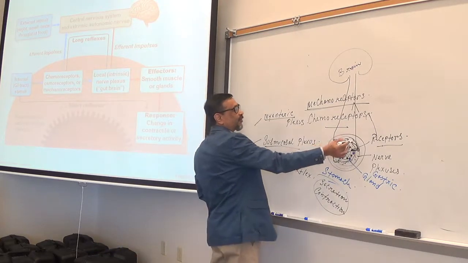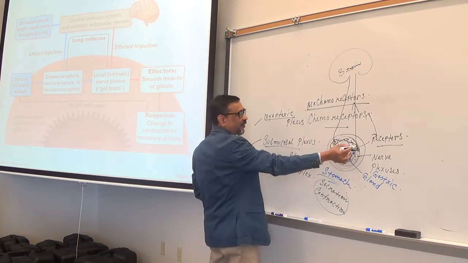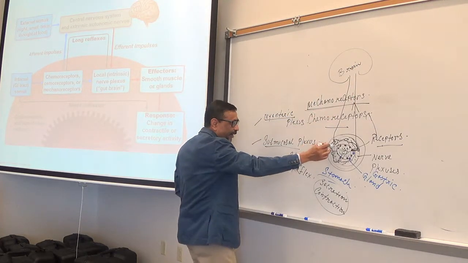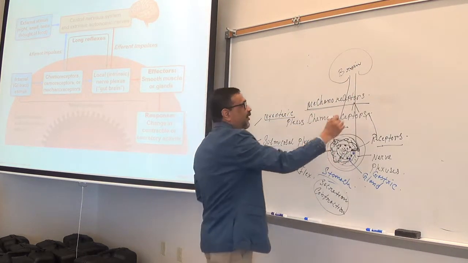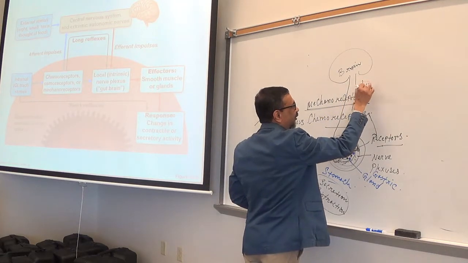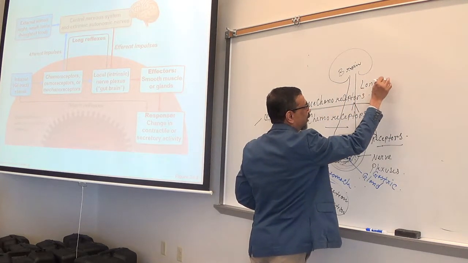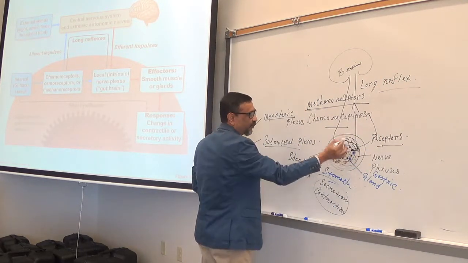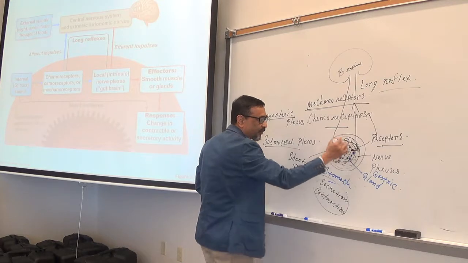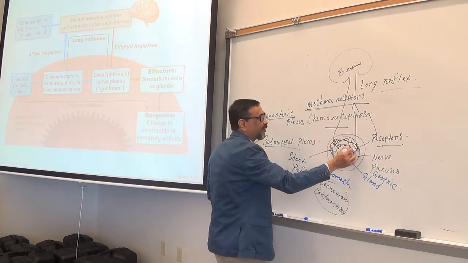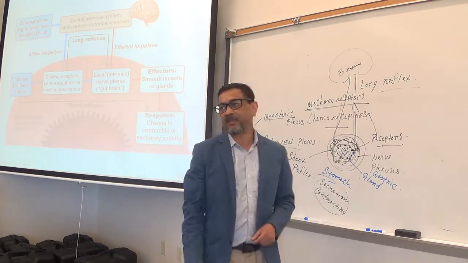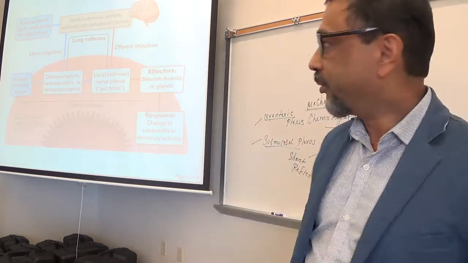So this is called the long reflex because it is going to the central nervous system and then coming back to stimulate these neurons. So this is long reflex. Makes sense. Short reflex stays within the wall of the GI tract. Long reflex goes to the central nervous system. Then central nervous system sends signal back to the wall of the GI tract.